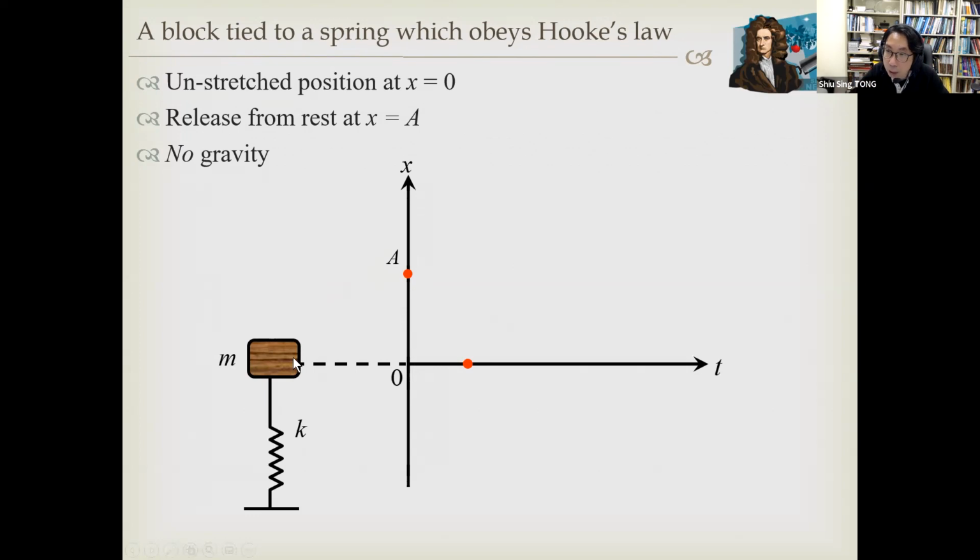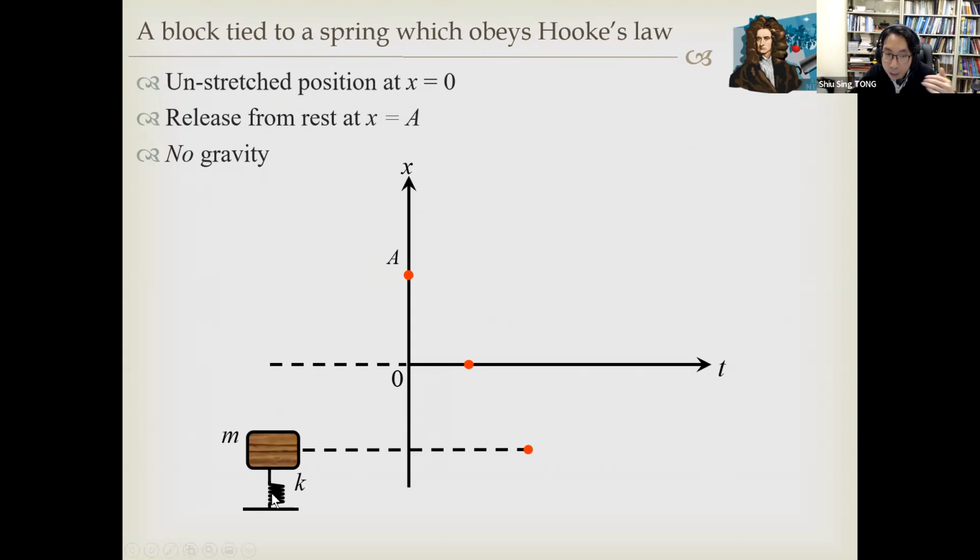So it will overshoot the equilibrium position and compress the spring. When it compresses the spring, the spring will decelerate its motion, until at this point the block will be momentarily at rest. All of its velocity will be gone, and the total kinetic energy will be absorbed by the spring as potential energy.